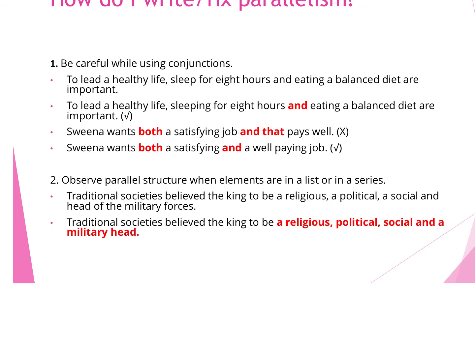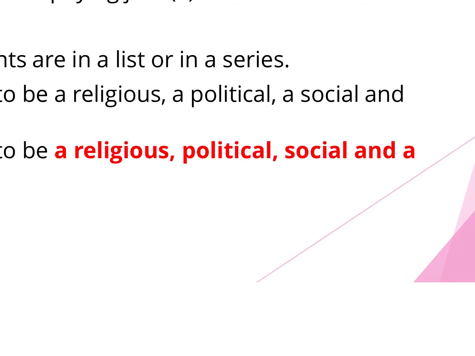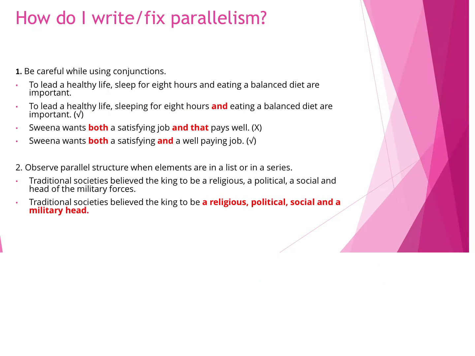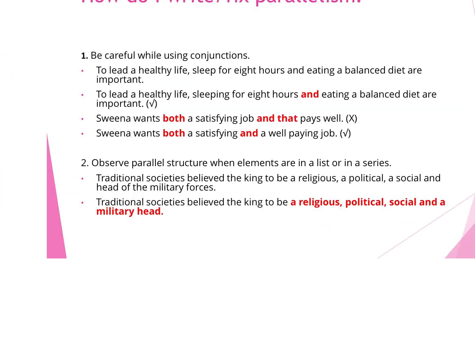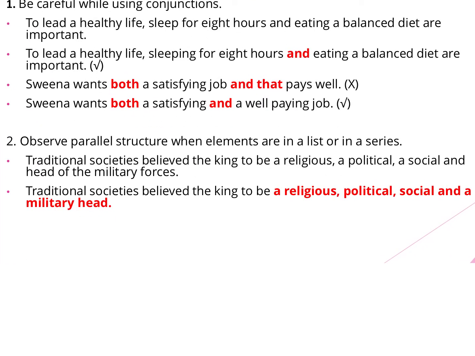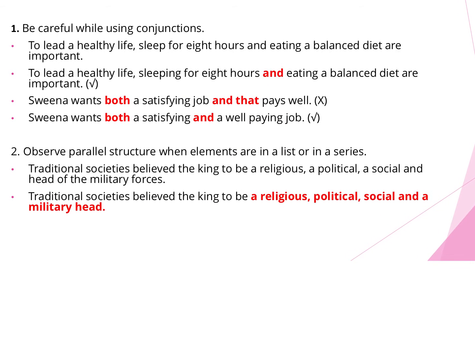Traditional societies believe the king to be a religious, political, social, and a military head. Okay. Now this one you're thinking, wait a minute. You've got a religious right there, right? But you don't have a political, do you? But look at what the sentence is actually saying compared to the other. But do you see why the second one is parallel but not the first one? Okay. Head of the military forces is not, you've got a noun and then a prepositional phrase, whereas in the other ones it's just an adjective.